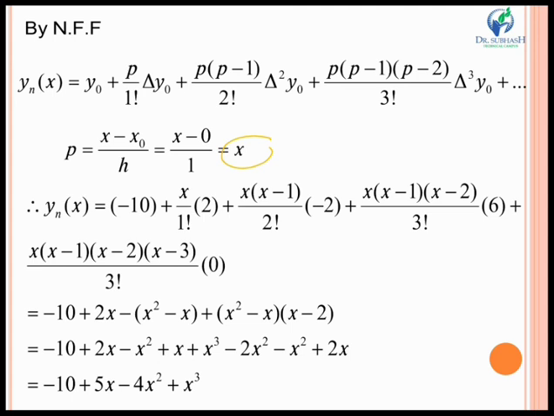Now we will put all the values in Newton's forward formula. Y0 is the first value, minus 10. In place of p, everywhere you will keep x. So you get this equation. Now this is 0, so this whole term will become 0. Again, minus 10 as it is. 1 factorial is 1 and this will be 2x. So 2x. This, if I multiply x into x, will be x square, right? And x into 1 is x.